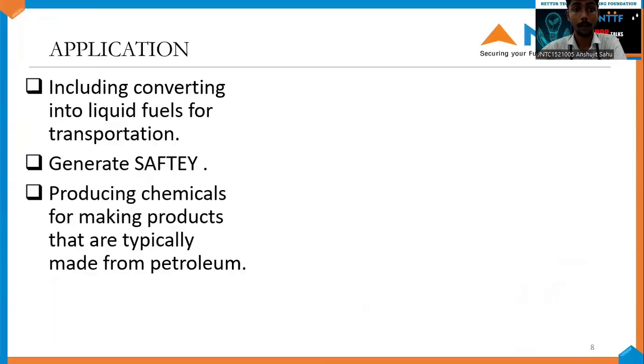Now, the applications include converting liquid fuel for transportation. Generating safety is the most important thing in the topic. Producing chemicals and making a product into a typical safety harness.